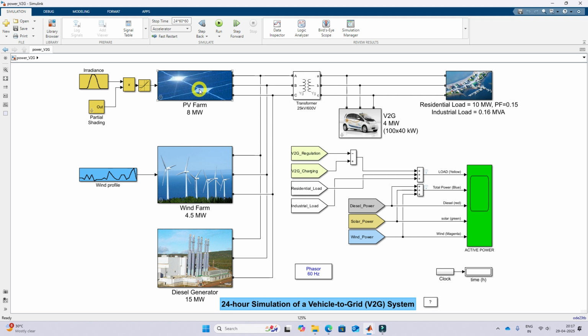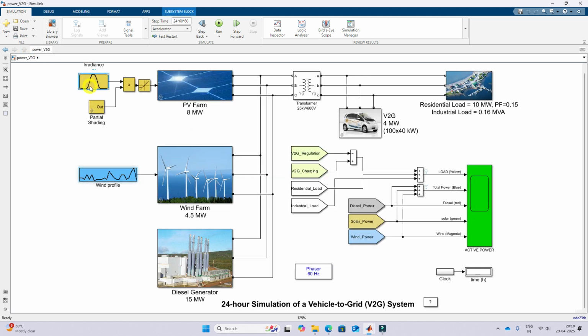So here you see the PV array. The PV array is rated at around 8 megawatt. Here you can see the irradiation profile for the 24 hours. And then this is the wind farm. The wind farm is rated at 4.5 megawatt. Here you see the wind profile.